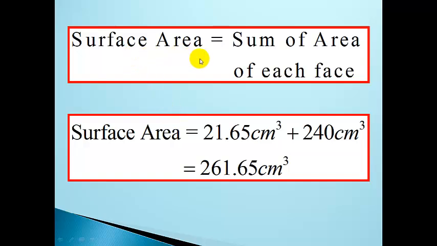So the surface area is equal to the sum of the area of each face. Now you've gotten the area of the triangular faces, and you've now gotten the area of the rectangular faces. So when we sum the two, we have 21.65 centimeters square plus 240 centimeters square. And the answer is 261.65 centimeters square.